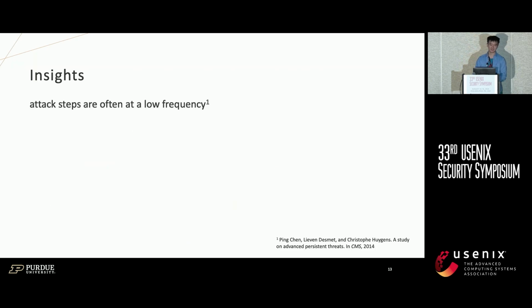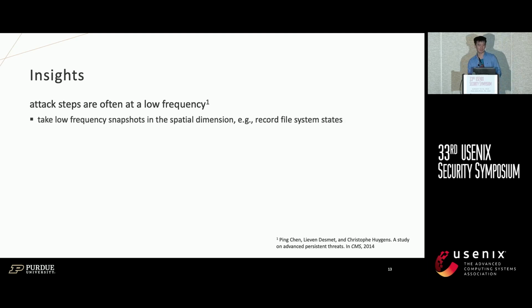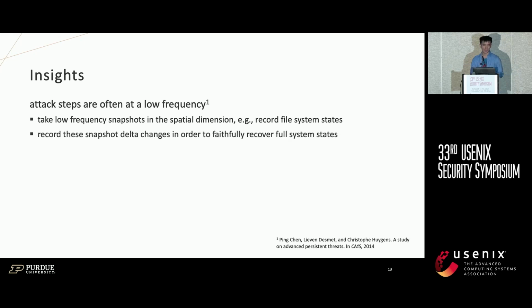So our first insight is that these attacks are often low frequency. So we may imagine, could we look at this forensics area from a different perspective? For example, we may take a very low-frequency snapshot in a spatial dimension. For example, we only record the file system state. In this sense, we only need to record the snapshot data changes in order to faithfully recover the full system state.